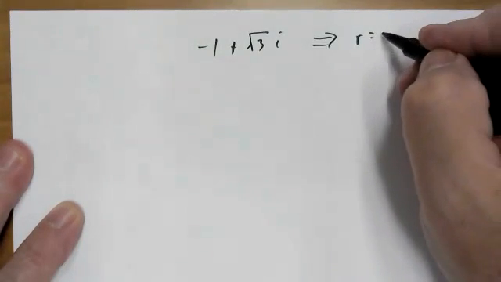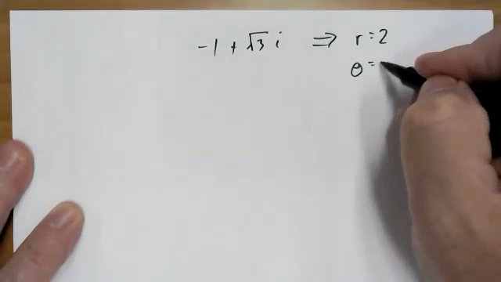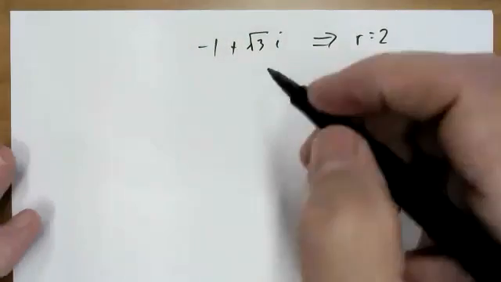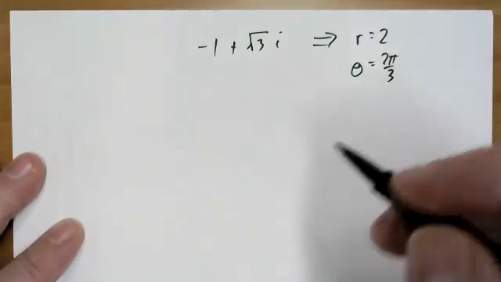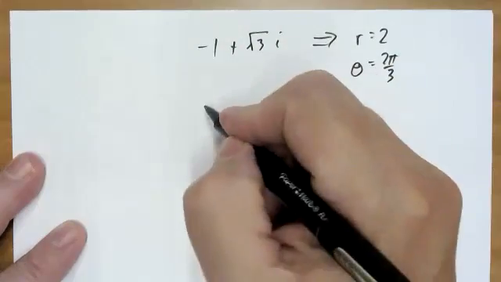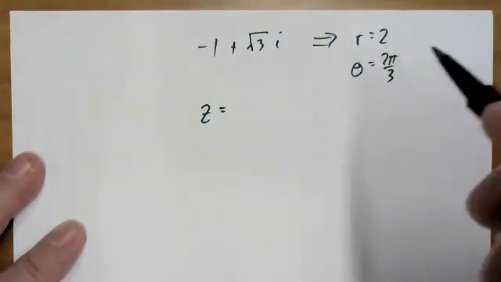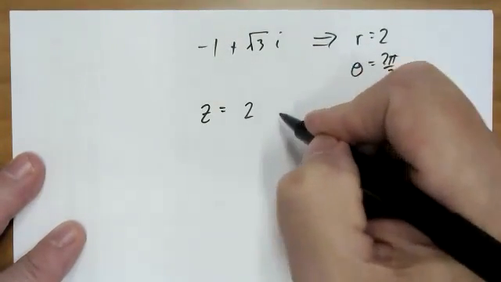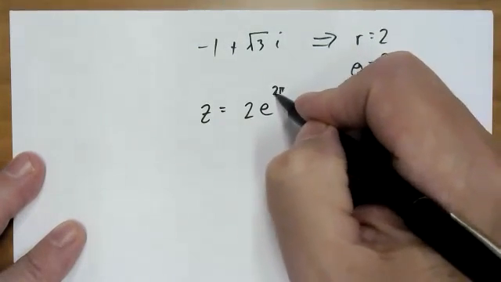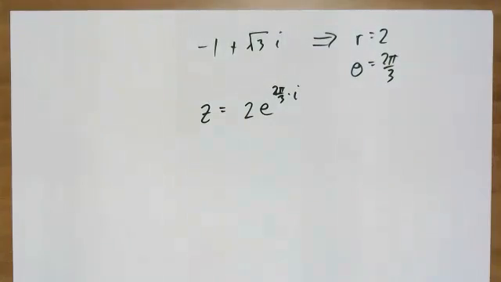For polar coordinates, r is 2, theta is 2 pi over 3. So now let's write this complex number in exponential form. I'll just call it z for now. So it's r e to the theta times i.